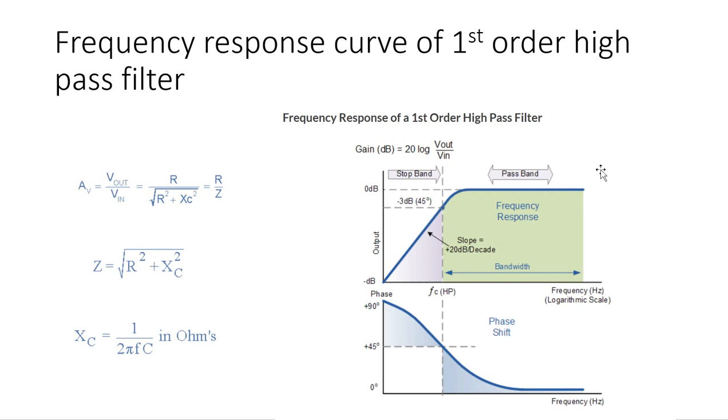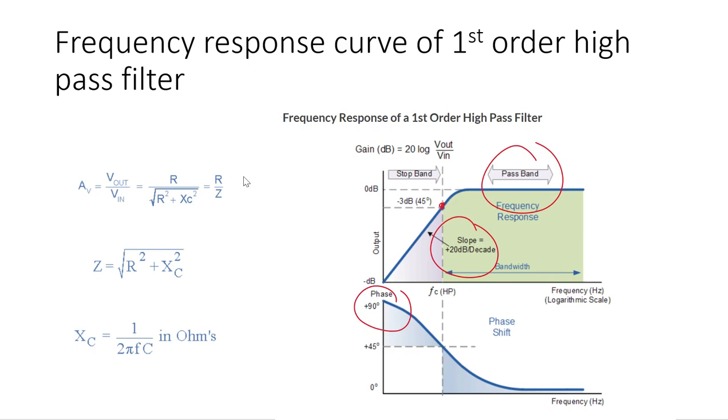If we examine the curve of this response, we will have a 20 dB per decade increase till we reach the minus 3 dB, 45 degree point, and after that we will have our pass band. The pass band is for higher frequency. At low frequency the capacitor is working as a block, and at higher frequency the capacitor is short, it is not blocking. So if we graph its equation, it will be something like this: Xc divided by this.